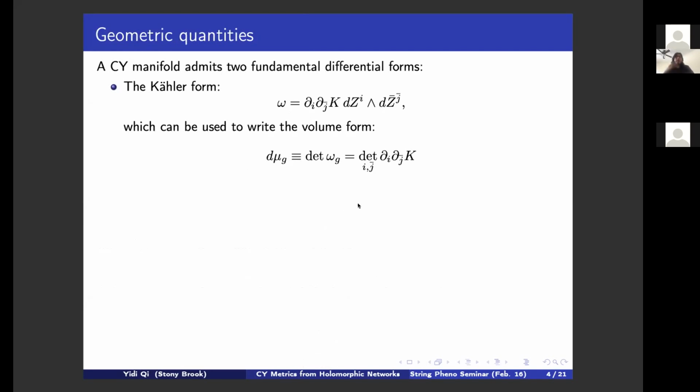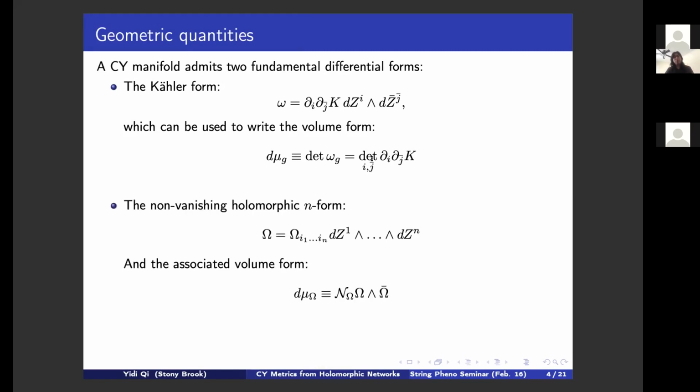The geometry of a Calabi-Yau manifold is determined by two fundamental differential forms. The first one is what we call the Kähler form. It exists on every Kähler manifold. It's defined as omega equal to i partial partial-bar K, where K is the Kähler potential. Then we can use the Kähler form to write the corresponding volume form, d mu g, which is just the determinant of partial partial-bar K.